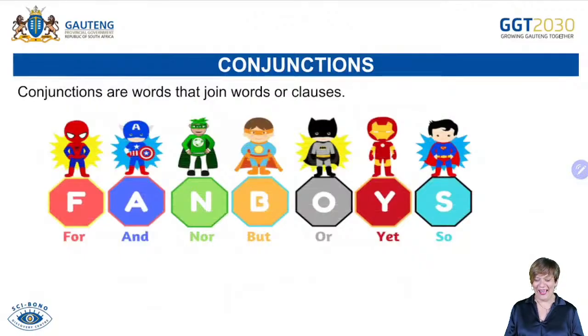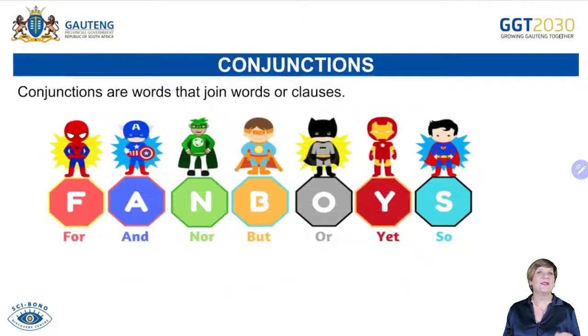For, an and, that's Captain America. And then nor, that's a really important one. I'm going to come back to this one a bit later when we're doing conjunctions. This is a really important one. I think that's the Green Lantern. I have no idea what our fanboy B is. Maybe somebody will be able to tell us. That's for but. Then we've got Batman for or. Iron Man for yet. And S is, of course, Superman.